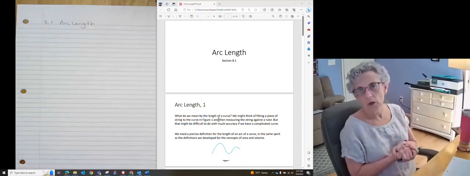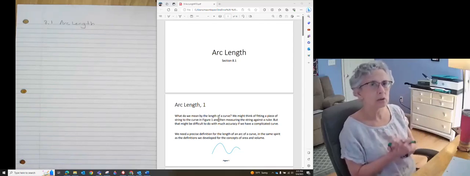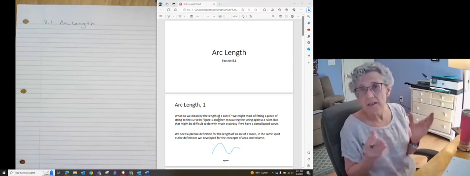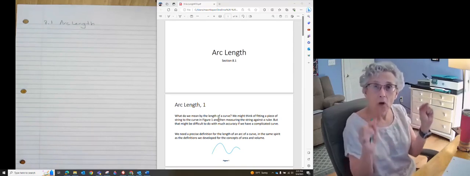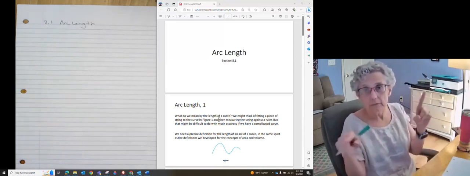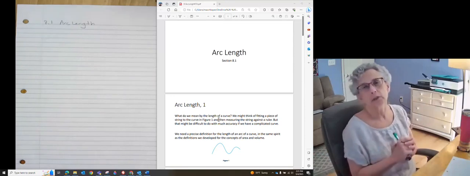This section's all about arc length. This is generally everyone's favorite section in this unit because it's simple. We're just figuring out how long the arc is in our curve, a piece of the curve, the length of a piece of a curve.